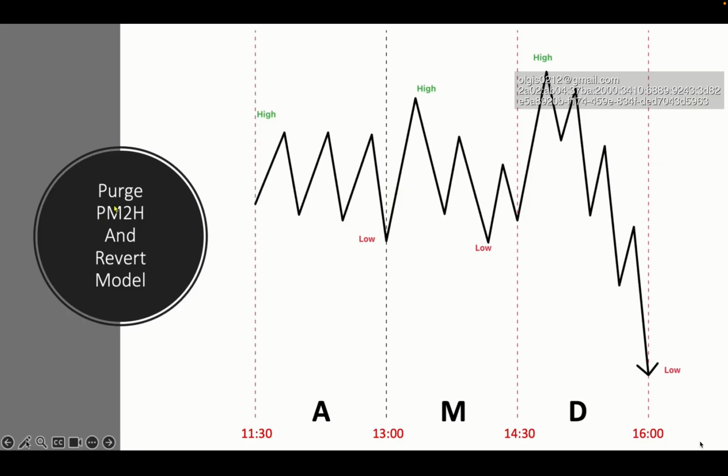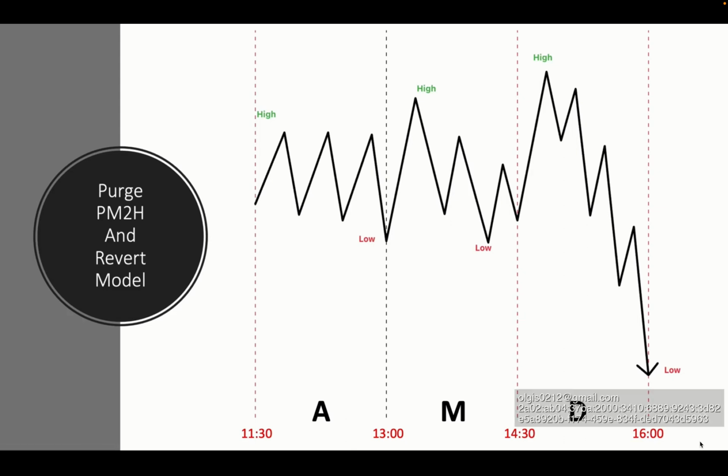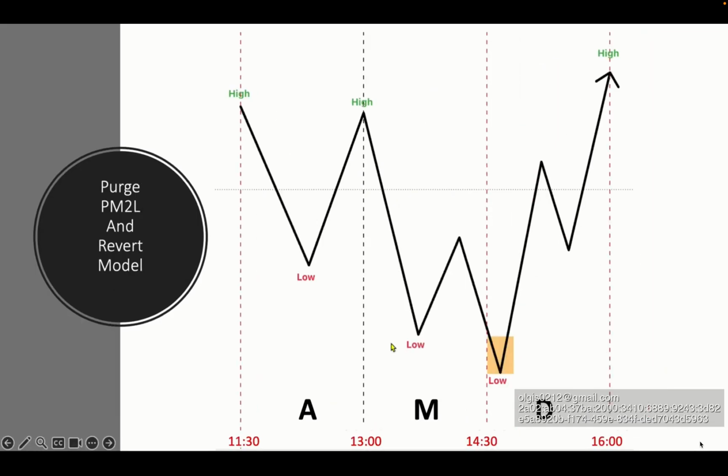Because if you have made it this far throughout the lecture, and if you have paid close attention, all this is about this sentence right here. Purge the second PM cycle's high and revert model. When should the second PM cycle's high be taken out if price is bearish on the higher time frames during the third PM cycle? So we're looking at the previous cycle's high as a reference point to utilize going forward.